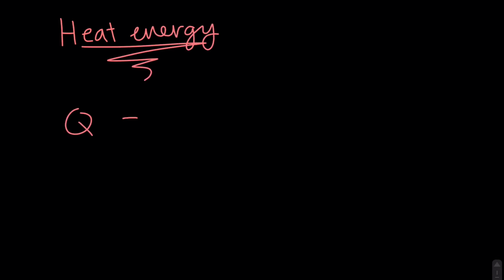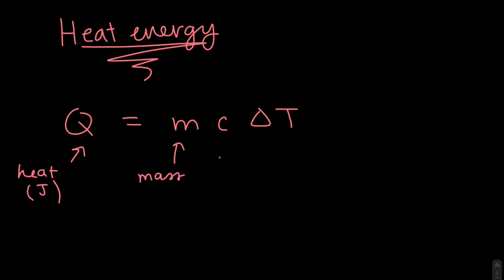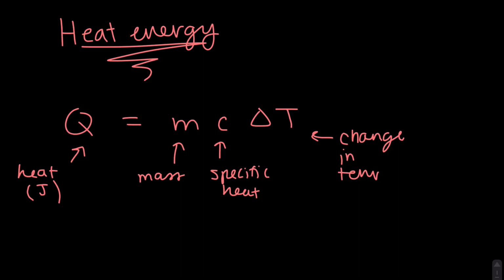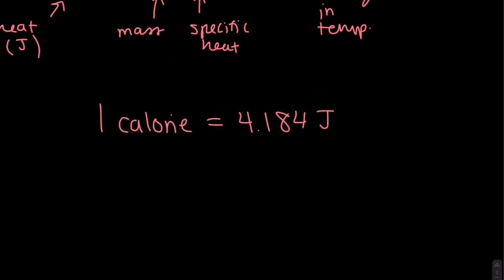Heat energy can be solved for using this equation, where Q equals the heat energy, M equals the mass, C equals the specific heat, and change in T equals change in temperature. Heat is measured in joules. To convert this to calories, we are given that 1 calorie equals 4.184 joules of heat.